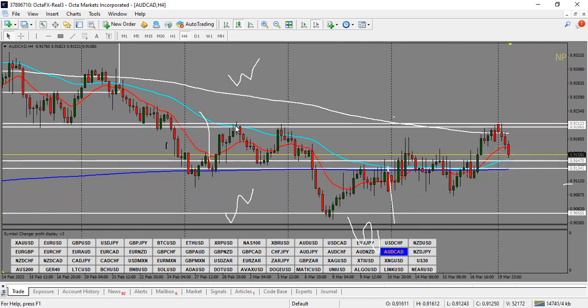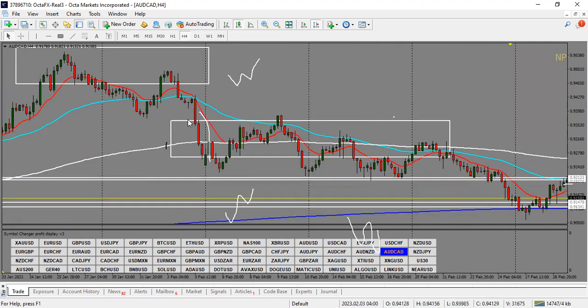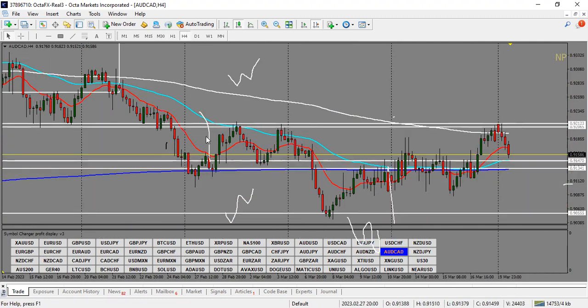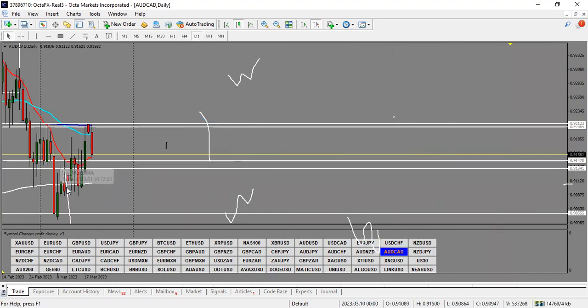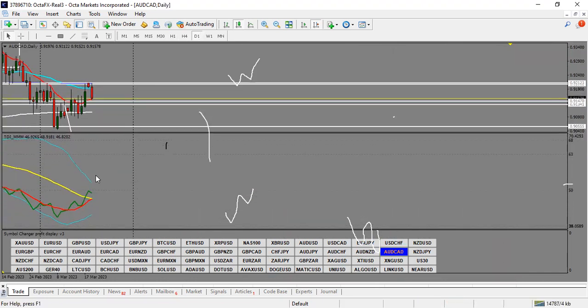Now, it did a clear cycle, very clear one. Very clear cycle here, 2, 3. Now D1 gave us a reset. Let's check D1 TDI. That's the issue with TDI. TDI is not yet doing that bounce. So there's high probability this guy comes back down.